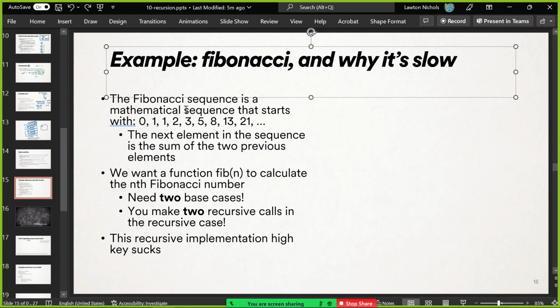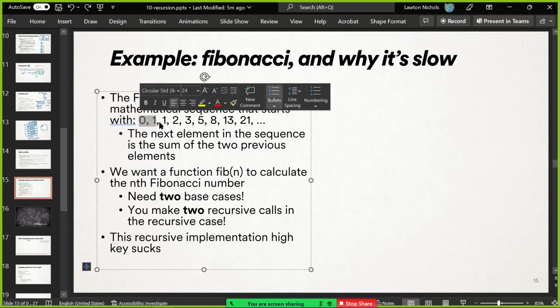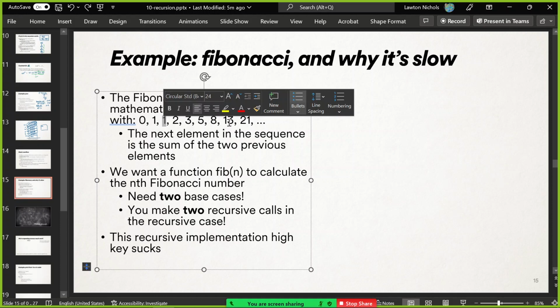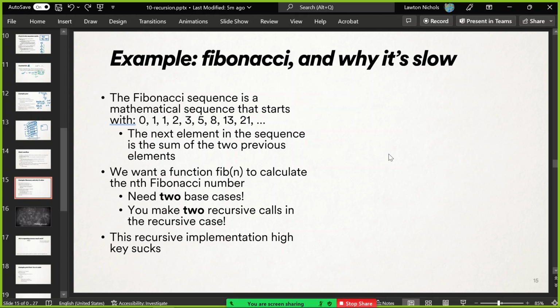The Fibonacci sequence, it's a mathematical sequence. It starts with 0 and 1, and then it goes 1, 2, 3, 5, 8, 13, 21. And the next element in the sequence, after you have the first two, of course, is the sum of the two previous elements. So it goes 0 and then 1. And then to make the next element of the sequence, you add together the previous two. So you take those two and you add them together and you make 1. Does that make sense? That's how you build up the next one. So these two together, you add them, and we make 1 as the next element. I guess I can draw both ones like this.